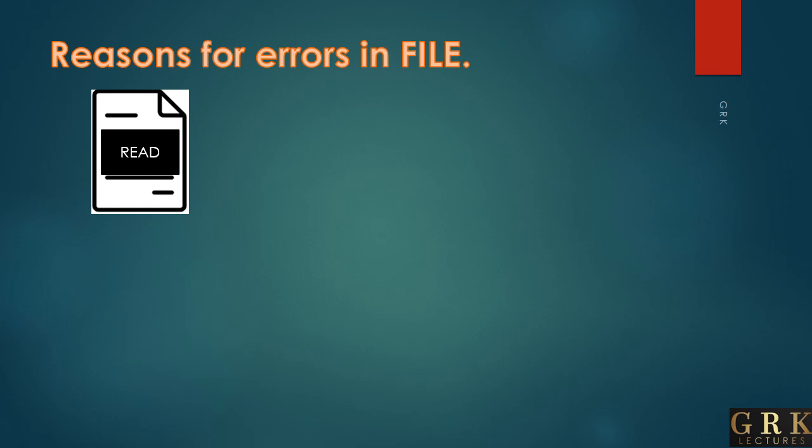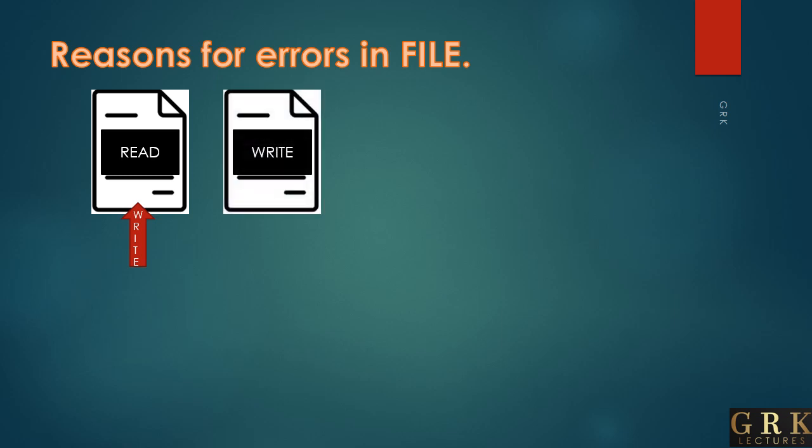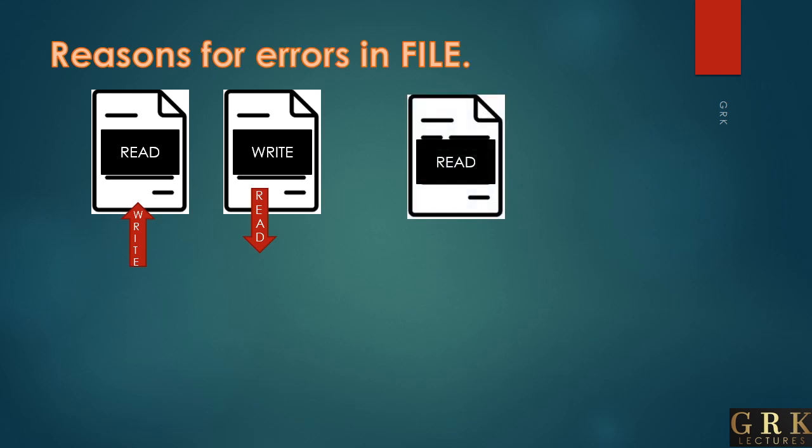Let us consider one file has been opened in the read mode. So when we try to perform a write operation on this file, it is not possible. That causes one error. Another reason: a file opened in the write mode, and on that file we are trying to perform a read operation. So then it is not possible. Automatically that causes one error.